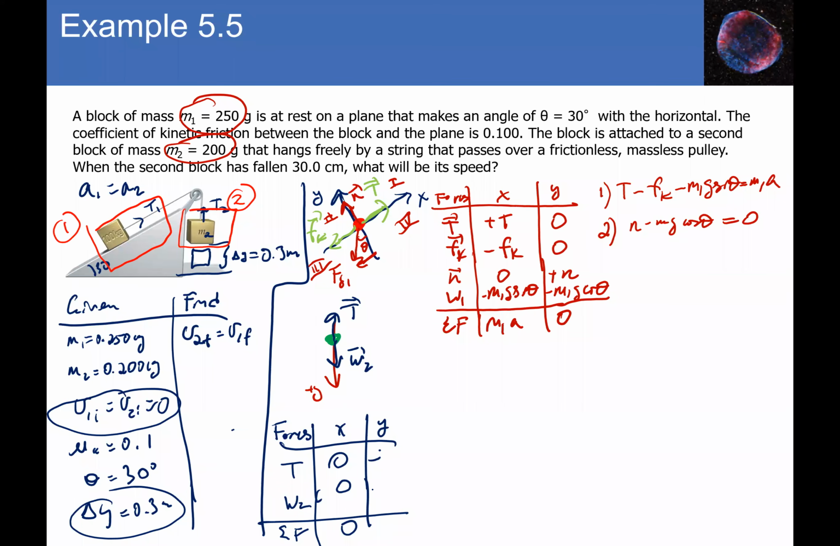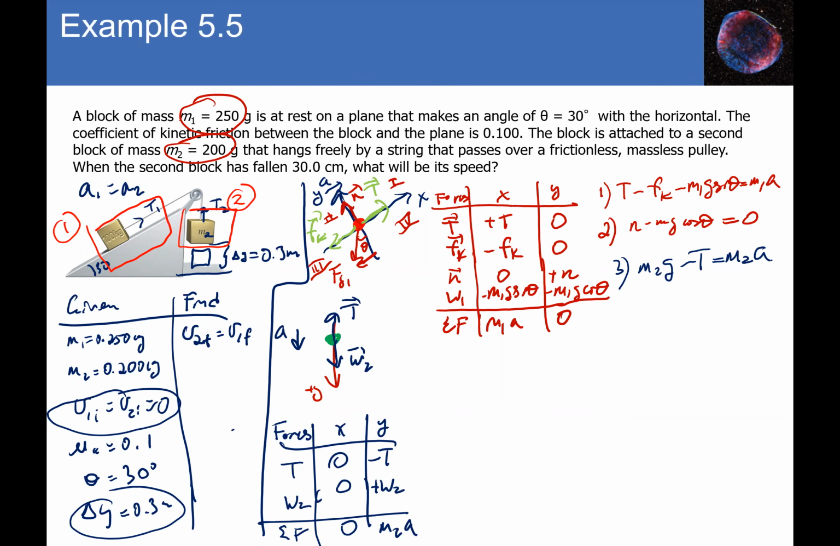Negative tension, positive weight 2, and then positive m2a, because it's accelerating down. No, this one was accelerating up. That means from here I get equation 3, which will be m2g, which is weight 2, minus tension equals m2a. All right, so I get those two equations right now.